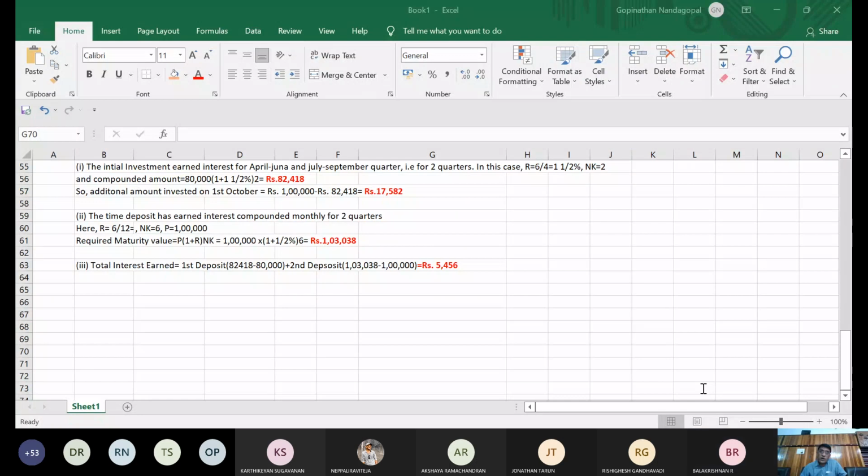Do you know what the ARR is? ARR is an accounting rate of return, or we can also call it an average rate of return, or actual rate of return. That's all, sir. So we'll go for this problem.